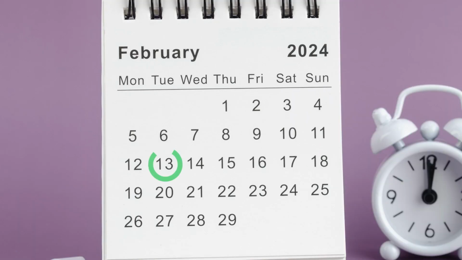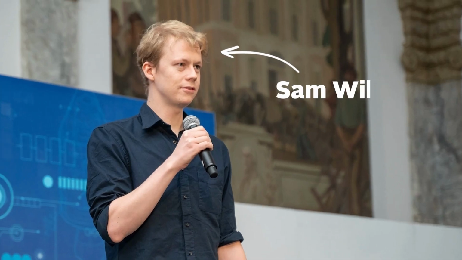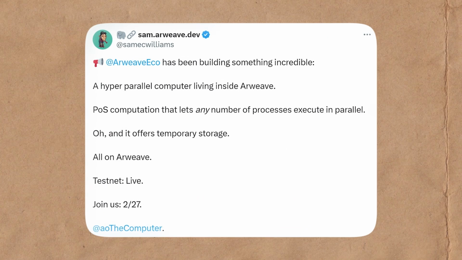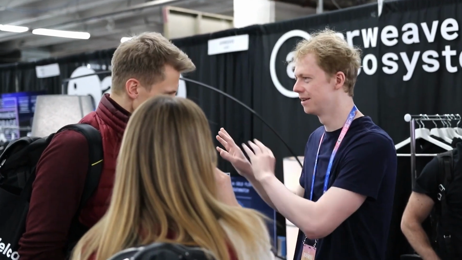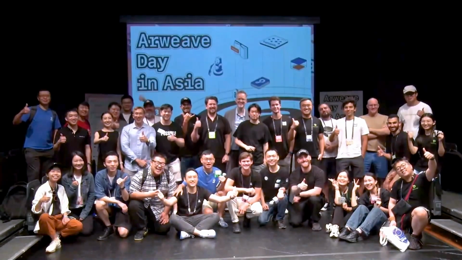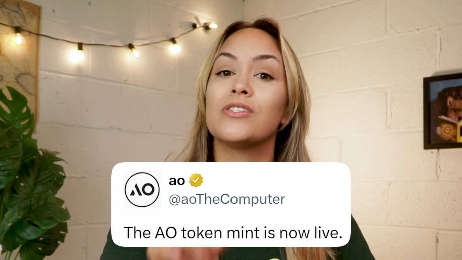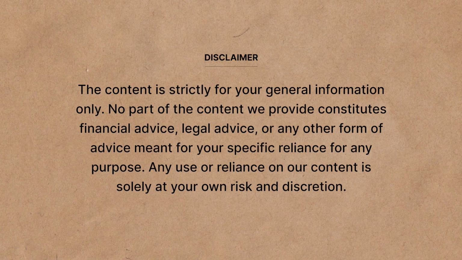On February 13th, the founder of Arweave, Sam Williams, unveiled AO to crypto Twitter. He described it as a hyper-parallel computer living inside Arweave and invited users to the testnet launch on February 27th. Since then, AO has been steadily growing and even announced the launch of its token. So stick around to find out more.